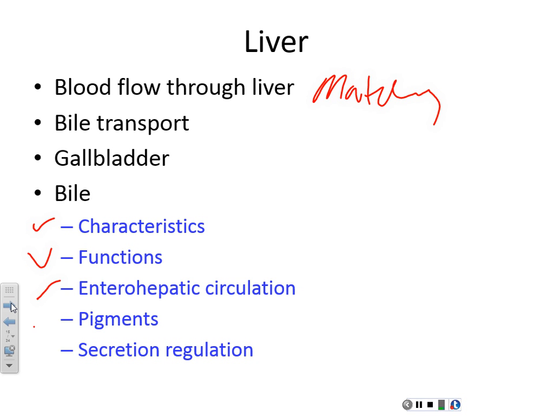But you know the pigments that are in there, right? From the breakdown of red blood cells, right? So you form bilirubin, which is converted to biliverdin, and some of these derivatives, once it gets into the small intestine, it becomes urobilinogen, which then goes into the feces. You know what color that gives. Some goes into the kidneys. You know what color that gives to urine. Okay, so you know all about that, and then of course regulation of bile secretion.